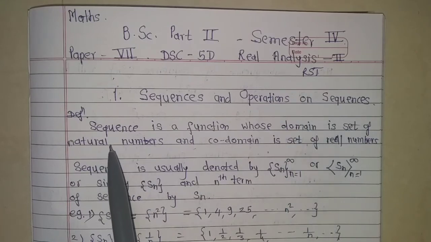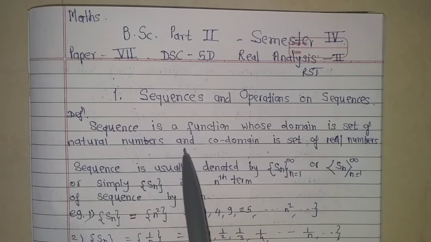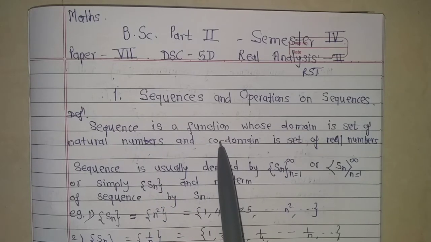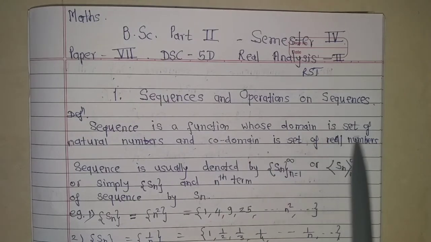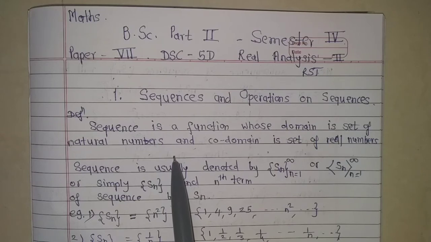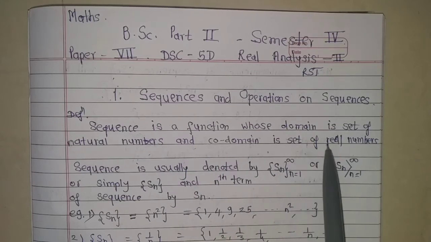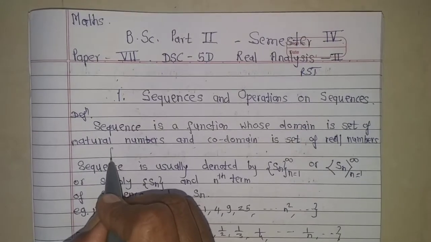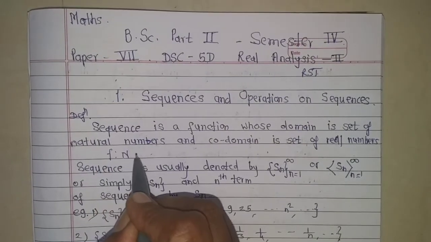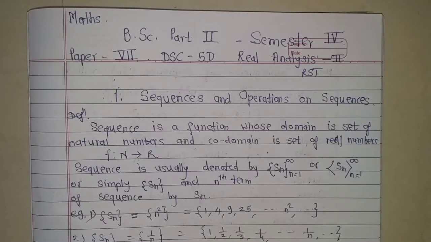Let us consider the definition of sequence. Sequence is a function whose domain is set of natural numbers and codomain is set of real numbers. That means sequence is a function from set of natural numbers to set of real numbers.